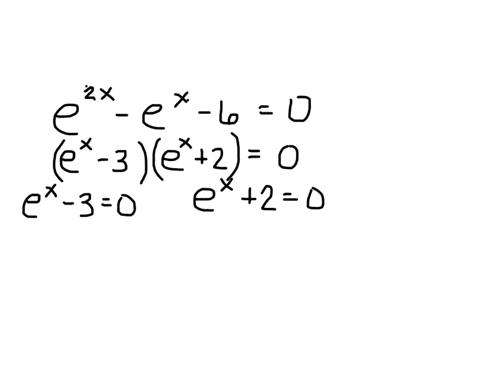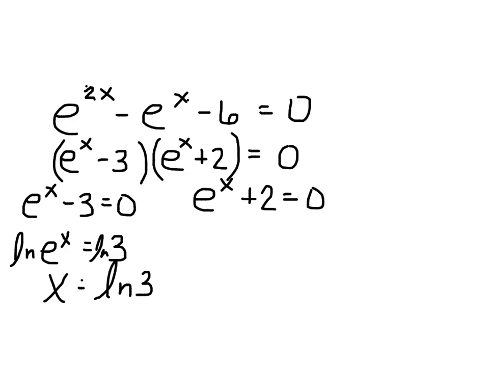and solve for x. So if I add 3 over, I got e to the x equals 3. In order to get rid of e, you ln it. So I got x equals the ln of 3. And whatever that is in my calculator, the ln of 3 is going to give me a number like 1.099. Okay.